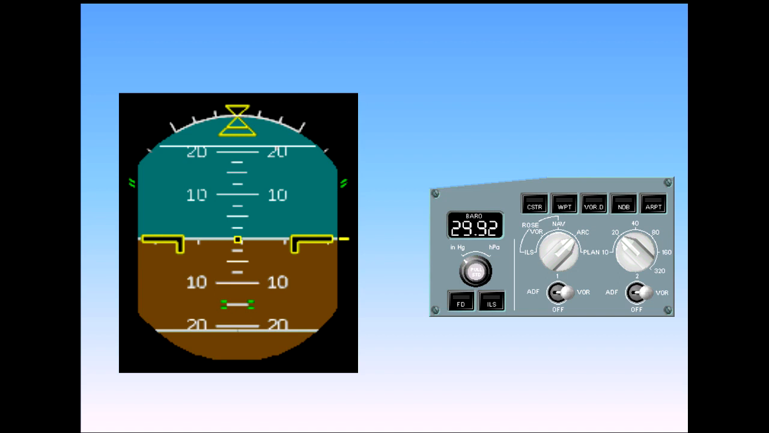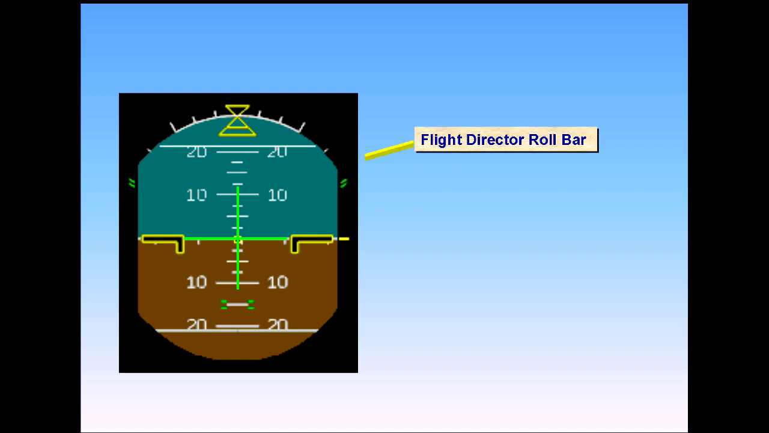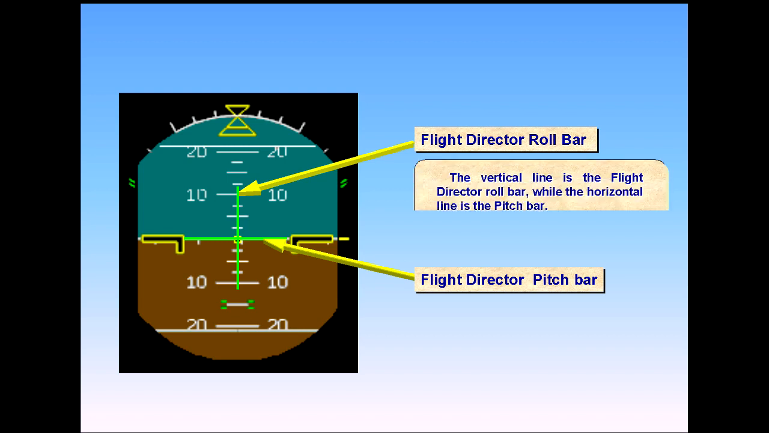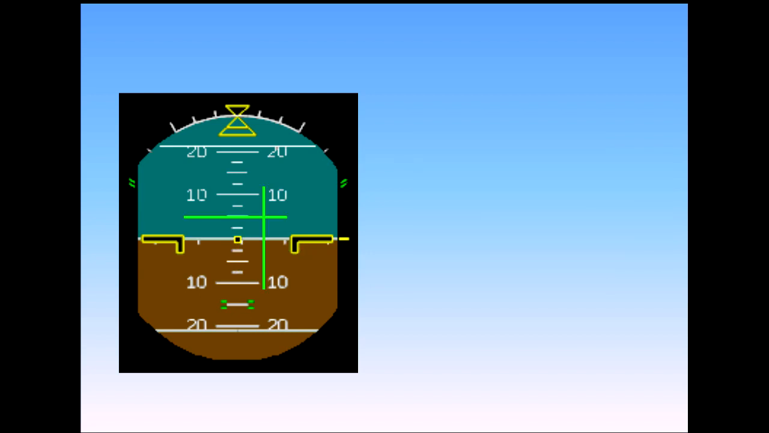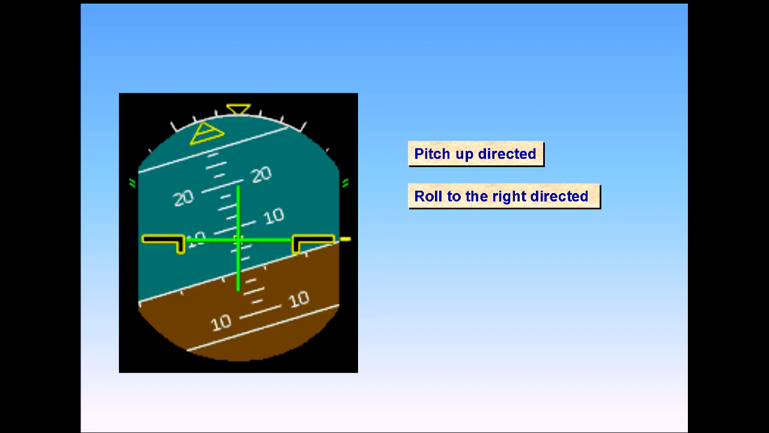When the Flight Director push button on the EFIS control panel is selected, Flight Director indications are superimposed onto the attitude indicator. In the example shown, the Flight Director is centralized. The vertical line is the Flight Director roll bar, while the horizontal line is the pitch bar. Let's look at an example of the Flight Director in use. In this example, the Flight Director is directing a pitch up and roll to the right. Once the aircraft has achieved the required pitch and bank, the Flight Director bars will once again be centralized.